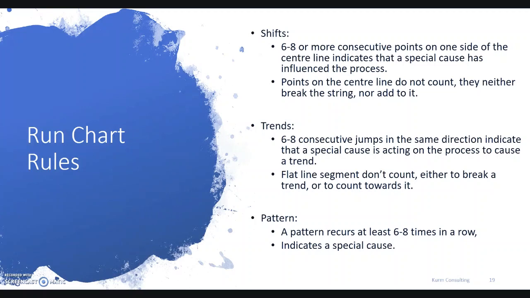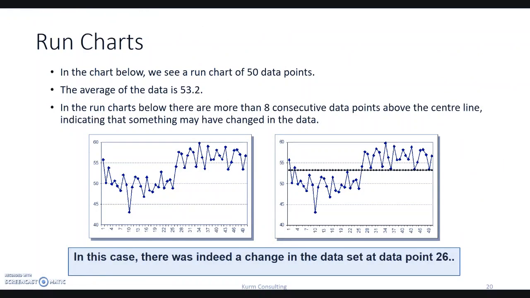Trends. You can notice when you plot a run chart that there might be trends. So 6 to 8 consecutive jumps in the same direction indicate that there is some sort of special cause going on that you need to investigate. Okay, and I'll show you some examples of these in a moment. And sometimes you might get patterns where you get the same type of pattern occurring 6 to 8 times in a row. So let's look at this a little bit.